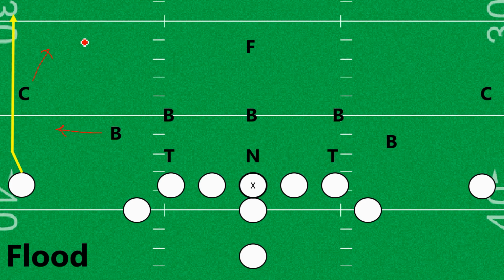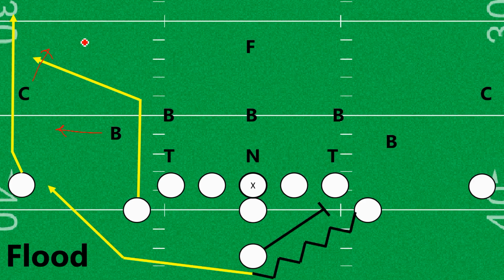So for example, I'm going to send the outside receiver on a fade. I'm going to send my A-back on an intermediate flag. And then I'm going to do just like I said, I'm going to fake that rocket toss and send that A-back into the flat. So you have three routes that are trying to be covered by two guys, and it's a simple matter of finding the open man.